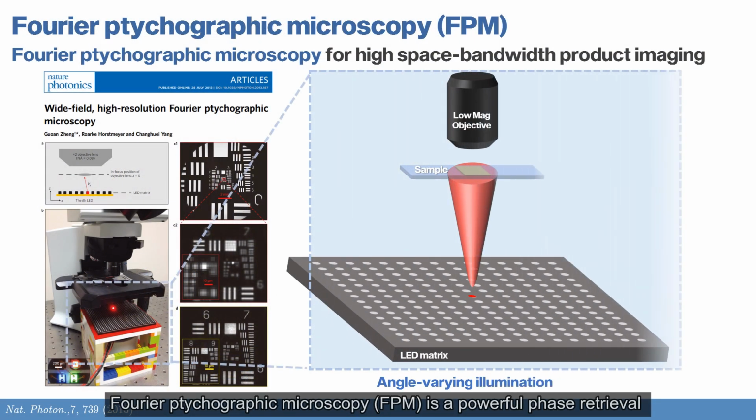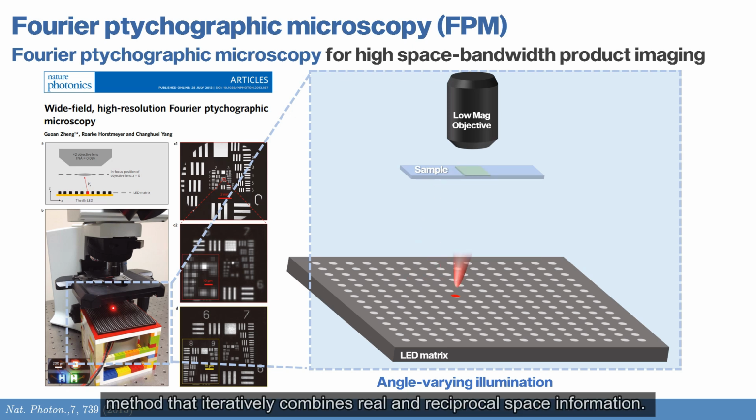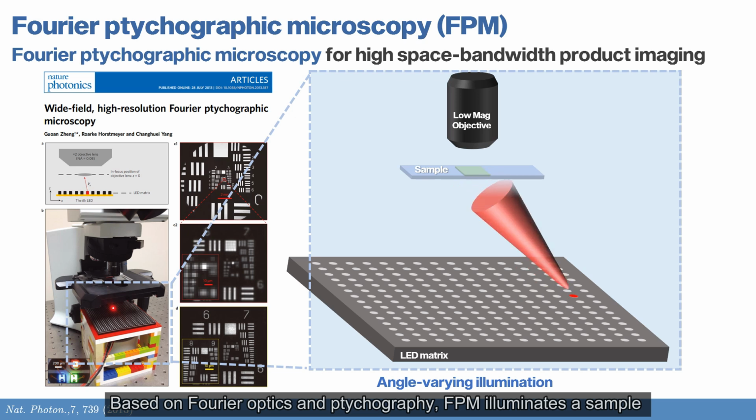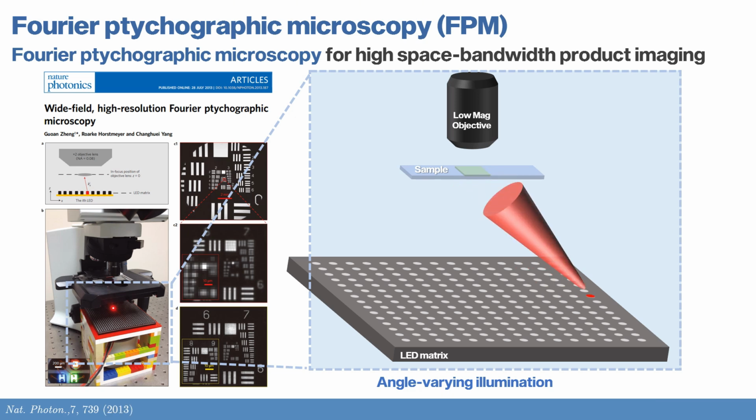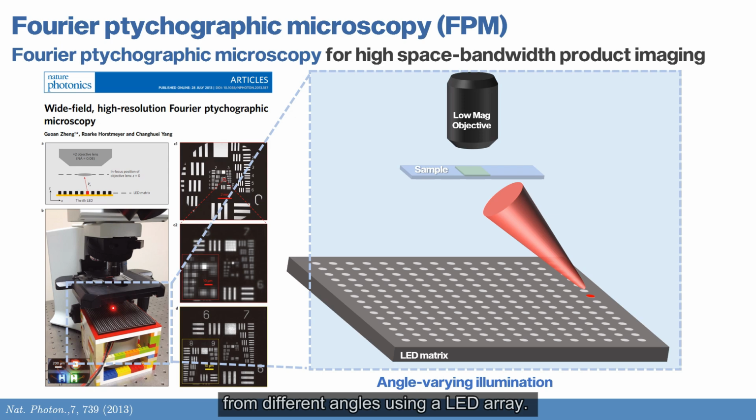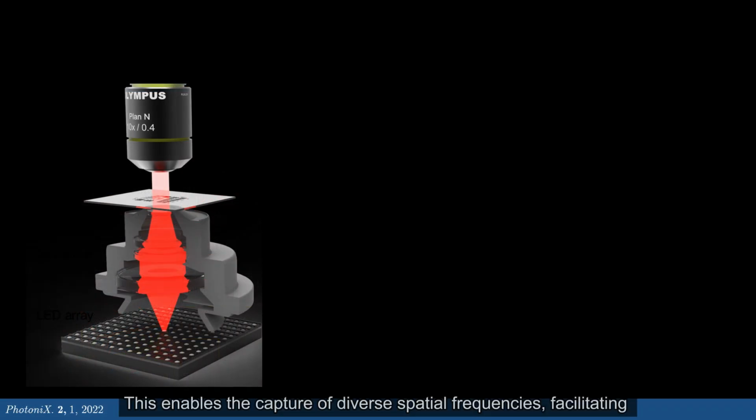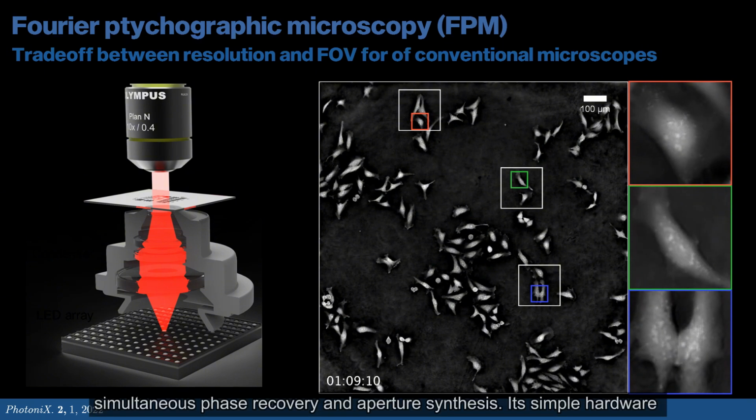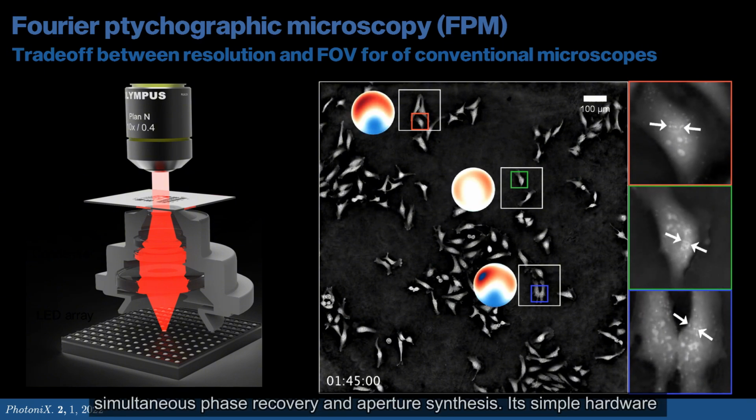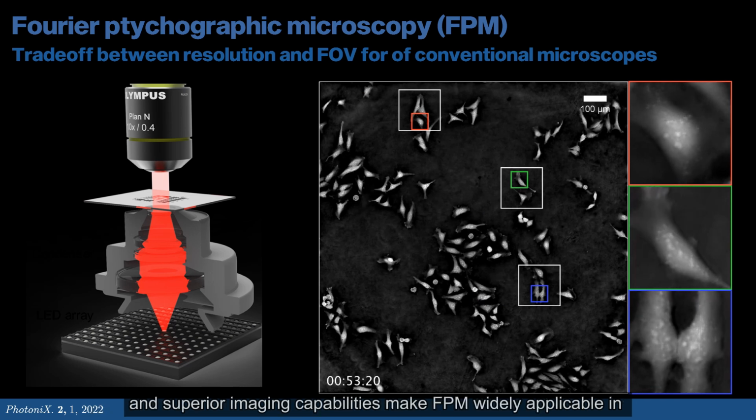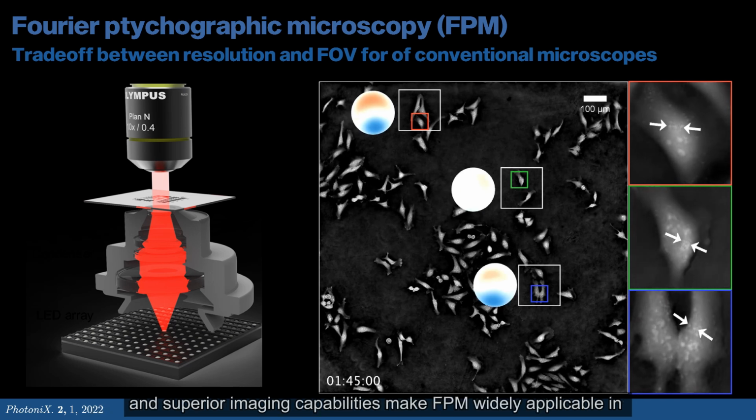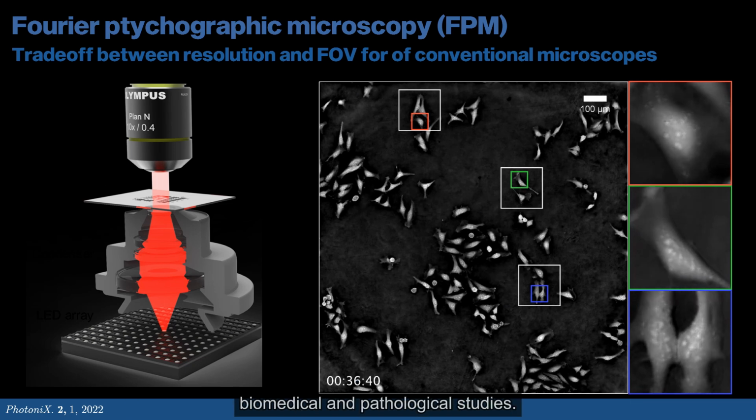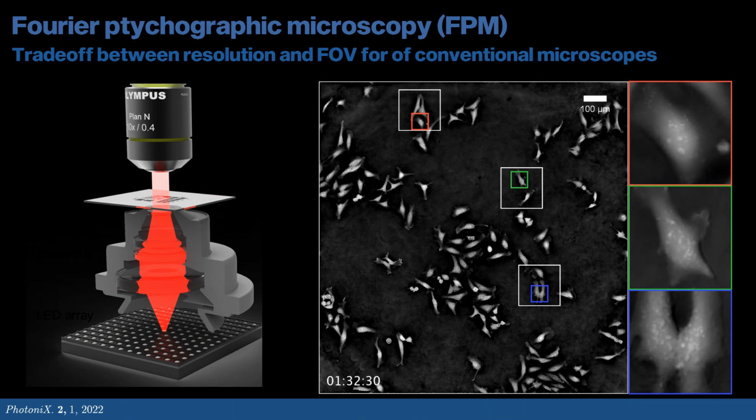Fourier ptychographic microscopy (FPM) is a powerful phase retrieval method that iteratively combines real and reciprocal space information. Based on Fourier optics and ptychography, FPM illuminates a sample from different angles using an LED array. This enables the capture of diverse spatial frequencies, facilitating simultaneous phase recovery and aperture synthesis. Its simple hardware and superior imaging capabilities make FPM widely applicable in biomedical and pathological studies.